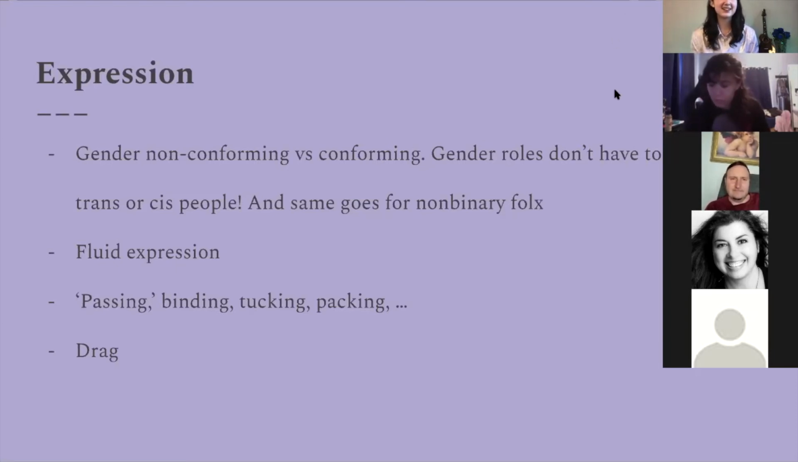And drag, just kind of a quick note on that. I think sometimes people get confused how it's related. Drag is really its own thing. It's a performance. It's an exaggerated expression, and it's just its own thing.